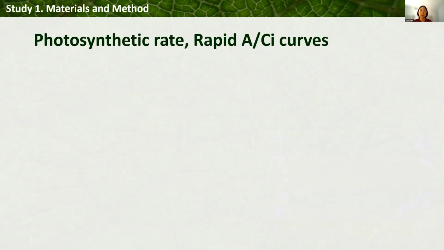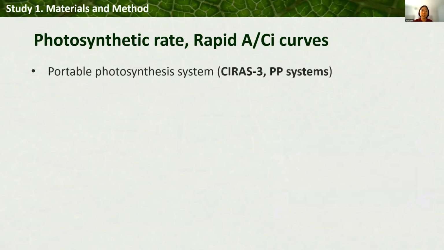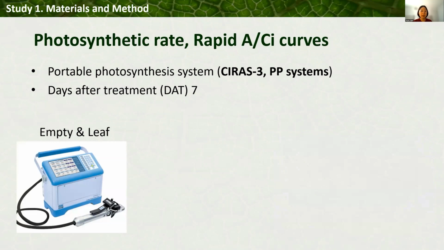Photosynthetic rate and rapid ACI curves were also measured using the CIRAS-3 from PP Systems at the end of the experiment, day 7 after treatment. I would like to mention a little more about how to measure the rapid ACI curves.